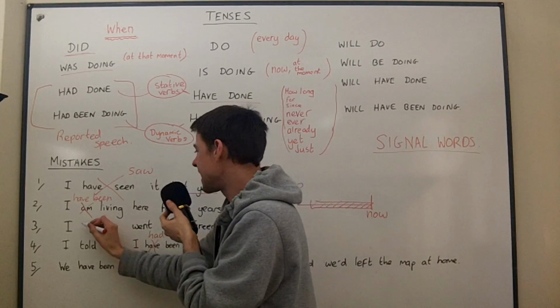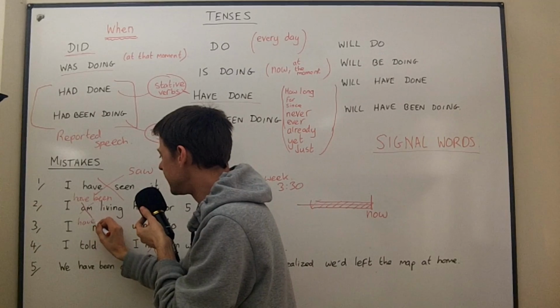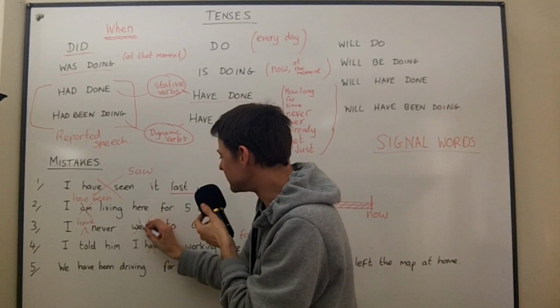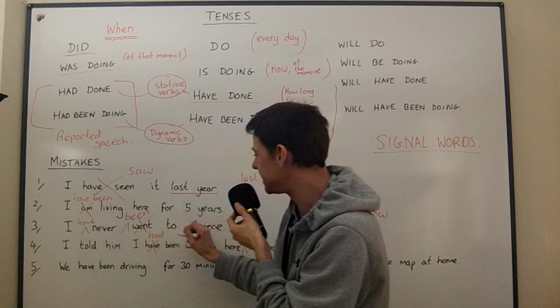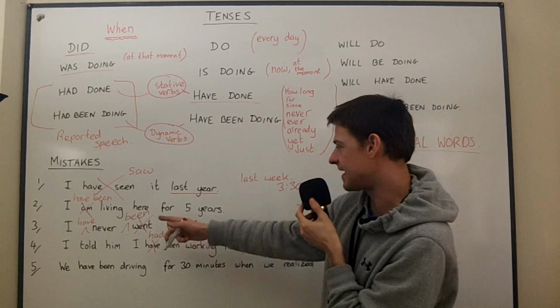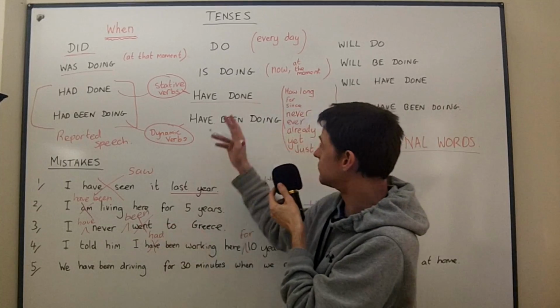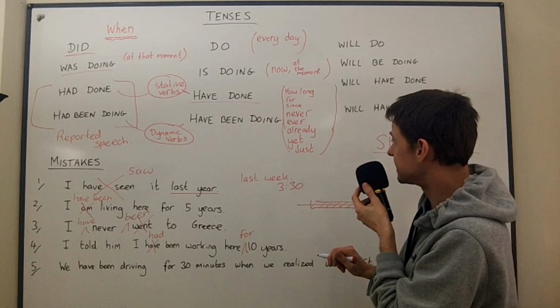So here, "I have never." And we don't say "gone," usually. We actually use the word "been." I have never been to Greece. And then that one's correct. I have never been to Greece. That's how we use present perfect.